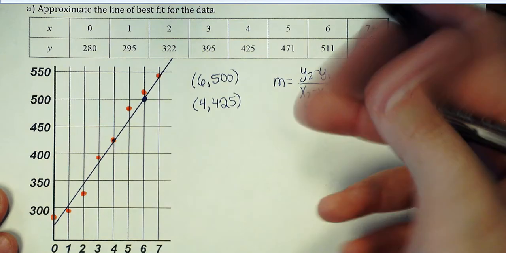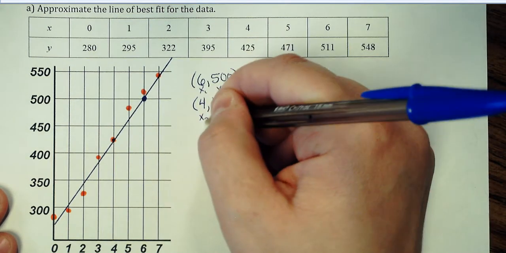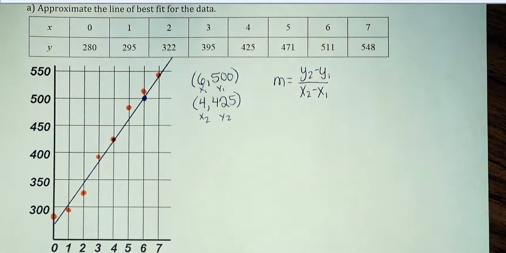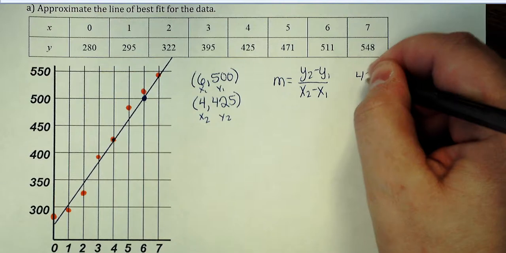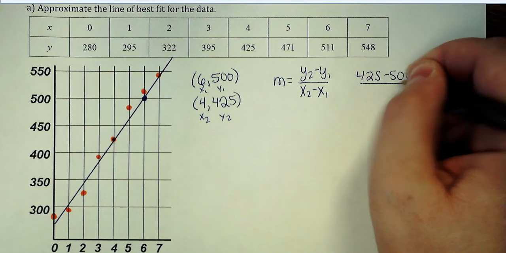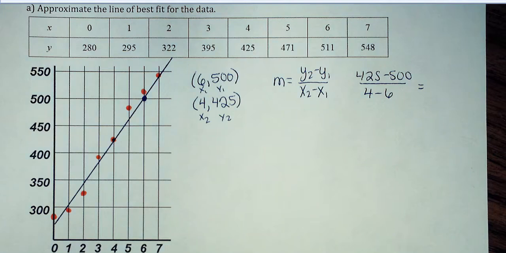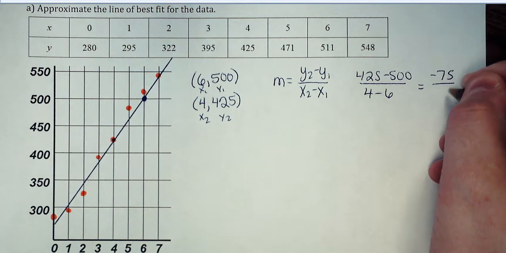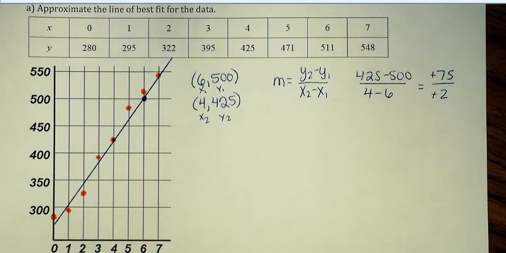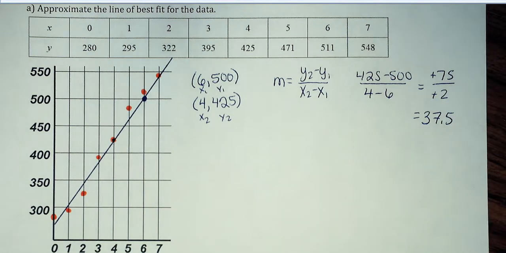So what I'm going to do is go ahead and I'll just call this x1, y1, and we'll call this x2, y2. And what we're going to do is find our slope. So for this, I'm going to do 425 minus 500, divided by 4 minus 6. So when I calculate that, we're going to have a negative on the top, and we're also going to have a negative on the bottom. So those two will cancel out. 75 divided by 2 is about 37.5. So that's going to be my slope.